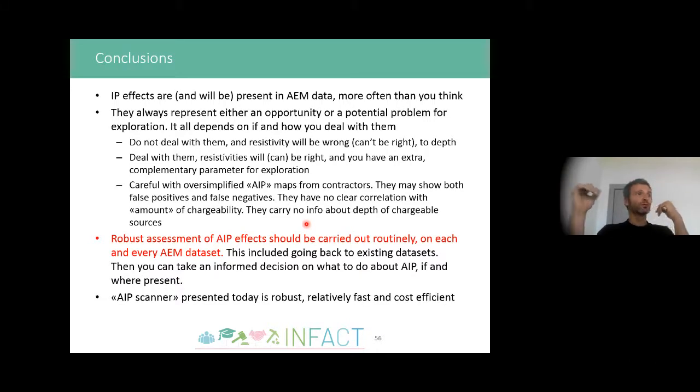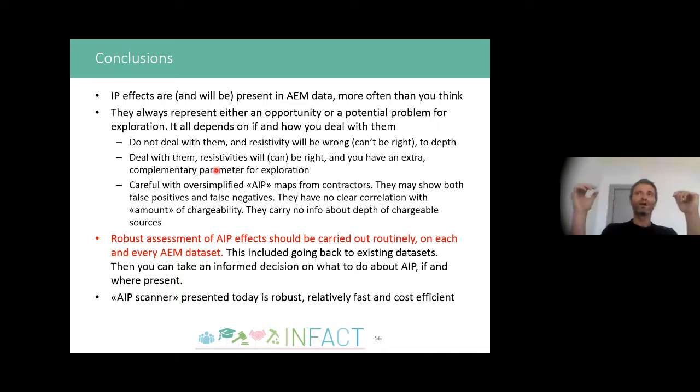So it's a given, in my view, that IP is there and will be there. Once it's in there, it always represents either an opportunity or a problem, and it's up to whoever carries out the exploration to make that call. If you don't deal with it, your resistivities will be wrong. They simply cannot be right, and they can be wrong down to depth. On top of that, you throw away free, quote unquote, extra physical properties, the chargeability, that you can use for interpretation. If you deal with it, the resistivities will be right.